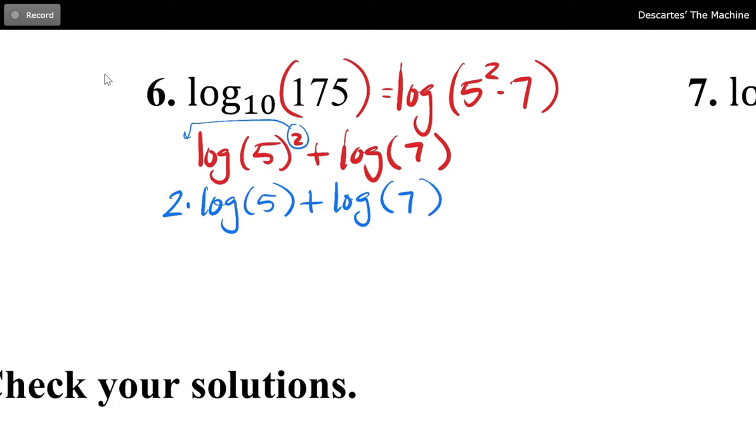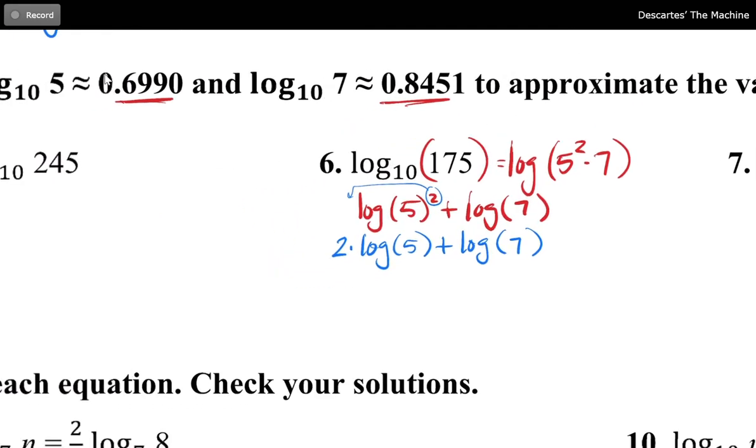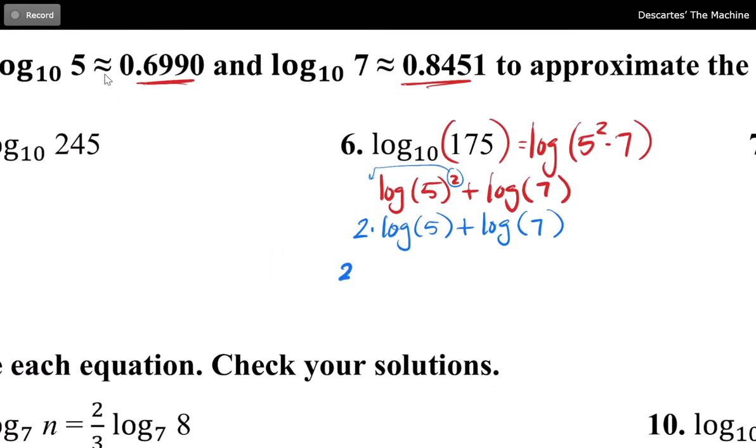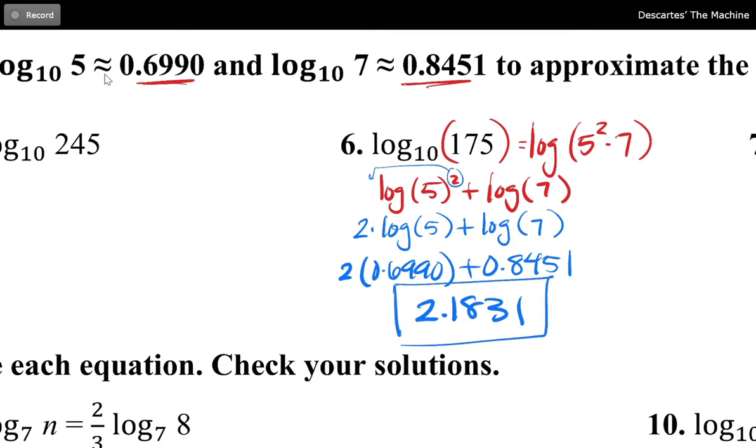And now I replace log of 5 and log of 7 with their decimal approximations from the instructions up above. So this now becomes 2 times, what is it? What's log of 5? 0.6990. And plus then, what's log of 7? Approximately 0.8451. And then when you do that very simple math, you're multiplying by 2 and you're adding 4 decimal places, I get 2.1831. Okay, so there's my final answer.